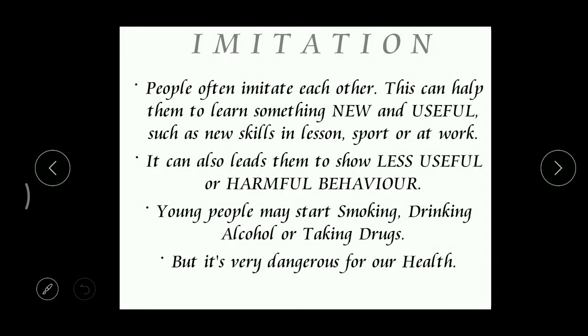Now, the next one is imitation. Already we learned imitation. What is meant by imitation? Imitation means copying. So even in human beings we can find this kind of imitation behavior, and this imitation behavior is sometimes useful to learn something new and unusual behavior.